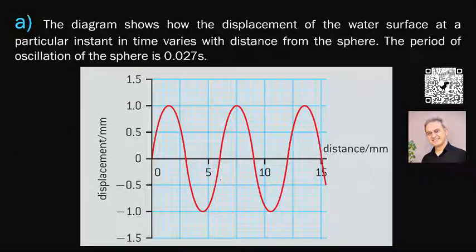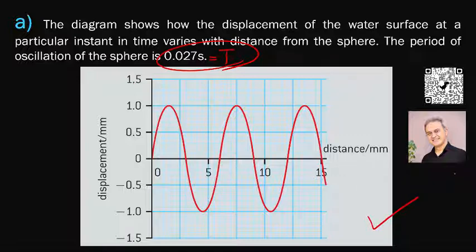Part A. The diagram shows how the displacement of the water surface at a particular instant in time varies with distance from the sphere. The period of oscillation of the sphere is 0.027 seconds. It is also the period of the wave. You know, such a picture is named wave profile.